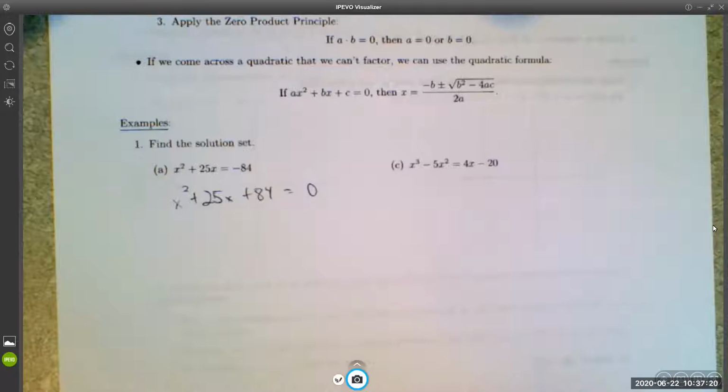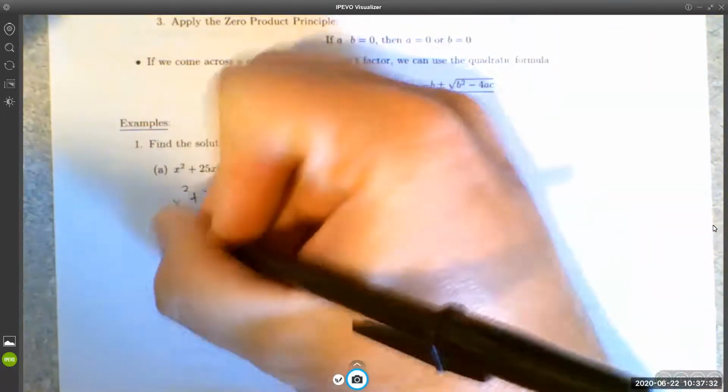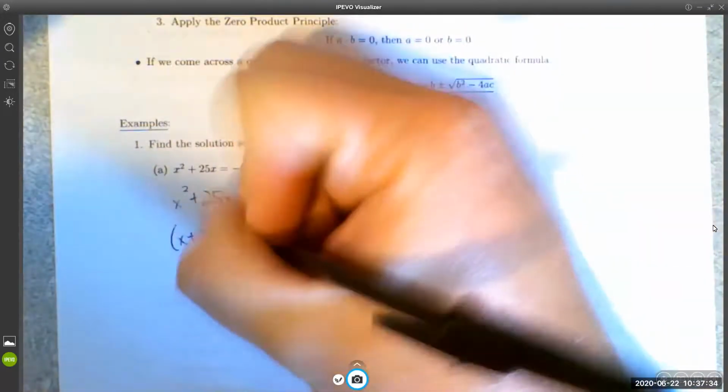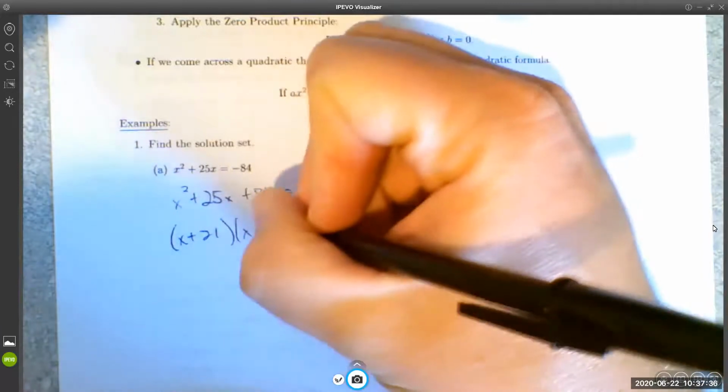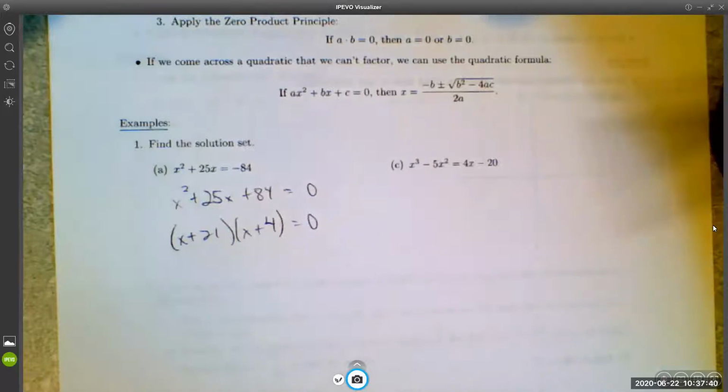Yeah, I don't know. 84. 84 divided by 4. Oh, 21 and 4. We'll do the trick. 21 and 4. Maybe you thought of that right away and you were like, who is this fool trying to teach me how to factor? Anyway, yeah, 21 and 4. We'll do it.